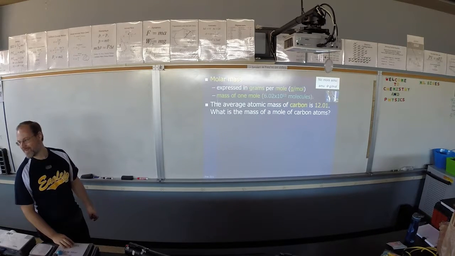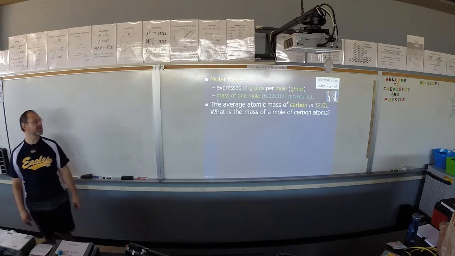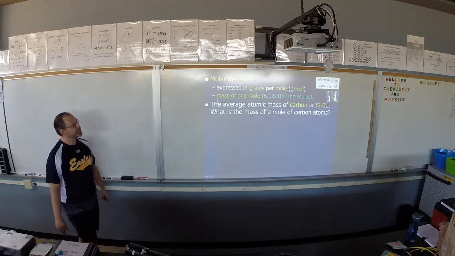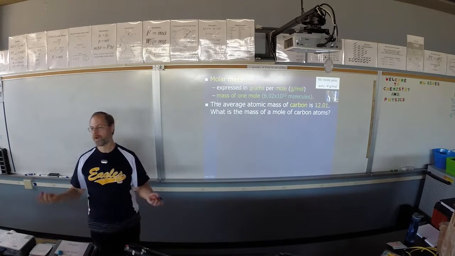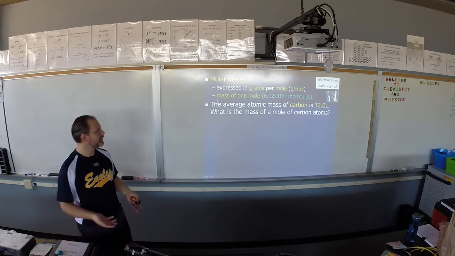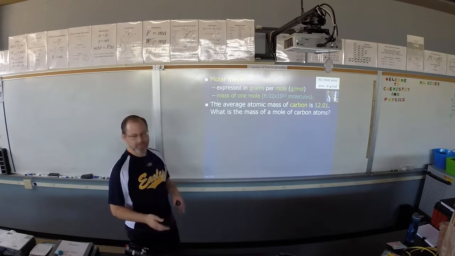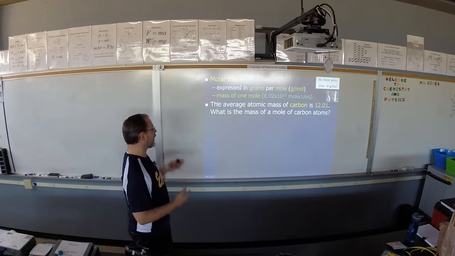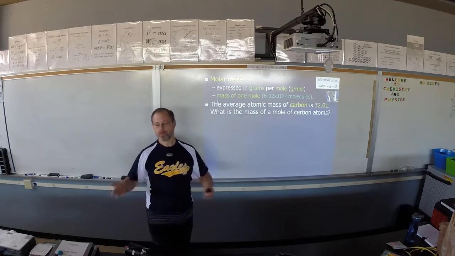Okay, so the average atomic mass is 12 grams of carbon. What is the mass of a mole of carbon? You can blurt it out. Yeah, it's 12. That's what that means. If the average atomic mass of carbon is 12, that means a mole of carbon weighs 12 grams.